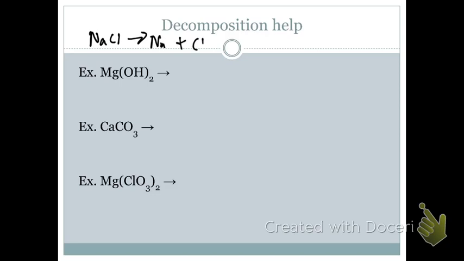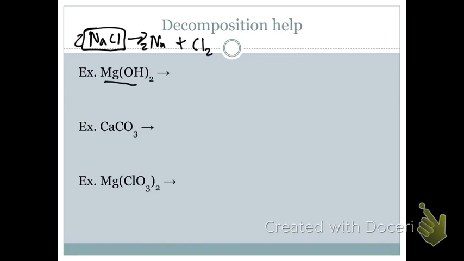plus Cl2. So we know that basic compounds, or binary compounds, this is binary because it has two elements, will break down into its elemental components. But what if you have a ternary? There are different rules, but you don't have to memorize those rules, you just have to know where to look.